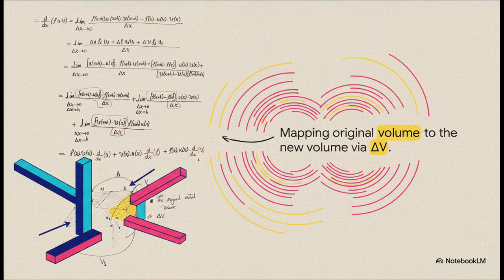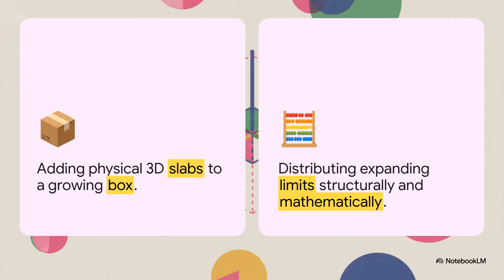It's the sum of 3 distinct new rectangular slabs attached to the faces of the original box. One for the change in depth, one for the width, and one for the length. Now we're going to cross the bridge from that visual intuition we just built, those physical 3D slabs we were looking at, right into the formal rigor of an algebraic proof.